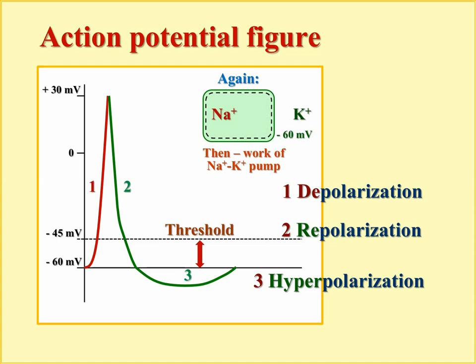Then, threshold. Notice that it's about minus 45. It can be between minus 40 and minus 50, depending on the cell. And this is an important level which must be reached in order to generate an action potential. If stimulation is weaker and this threshold is not reached, an action potential does not develop.